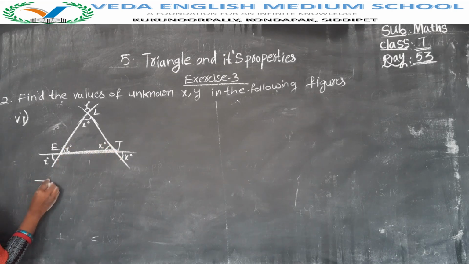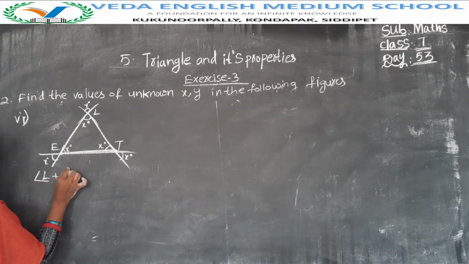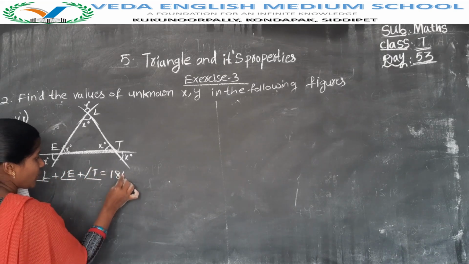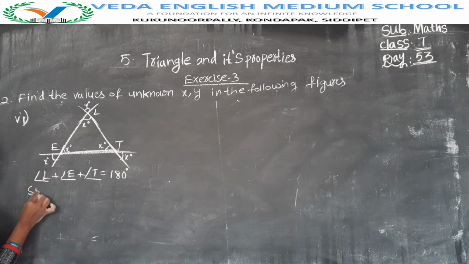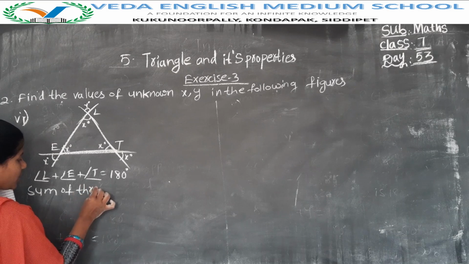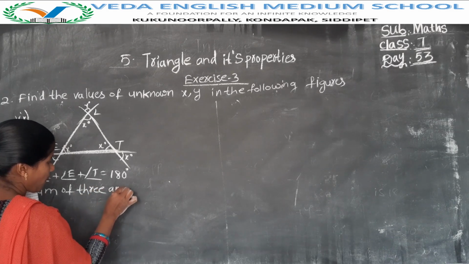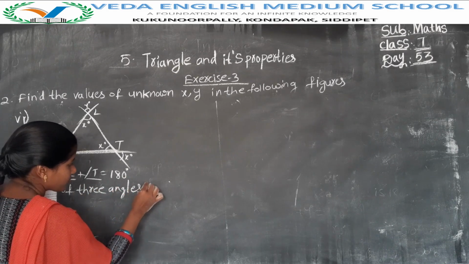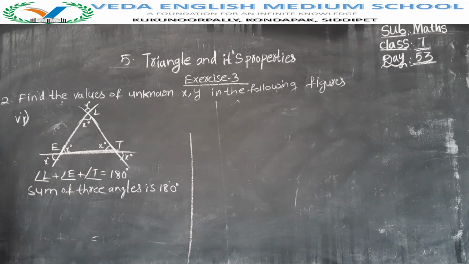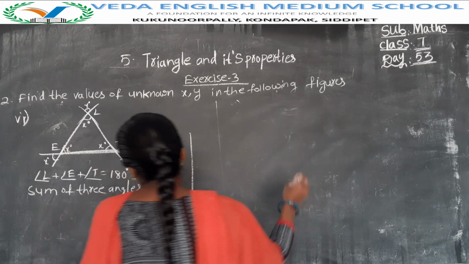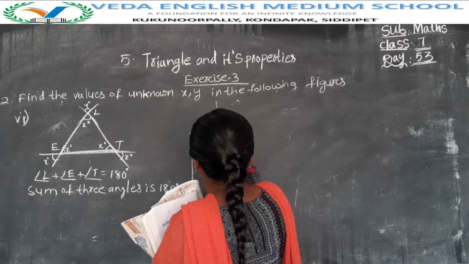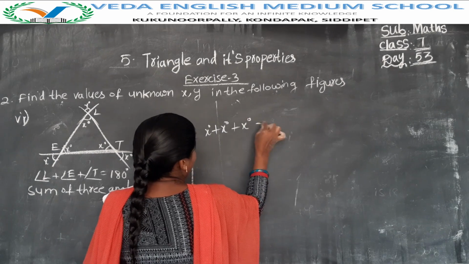Now, by adding angle L plus angle E plus angle T should be 180 degrees. Then you have to write here, sum of three angles is equal to 180 degrees. Sum of three angles should be 180 degrees. Now see, that means what are the three angles, Nana? X plus x plus x should be 180 degrees.